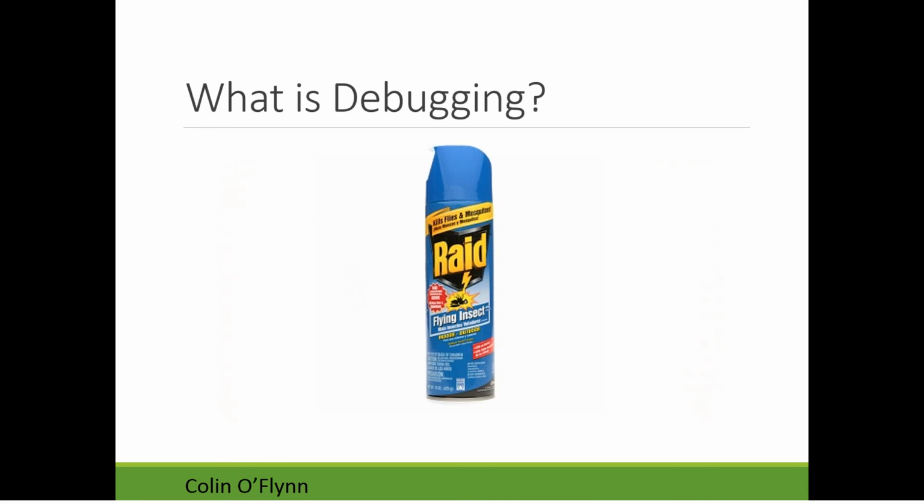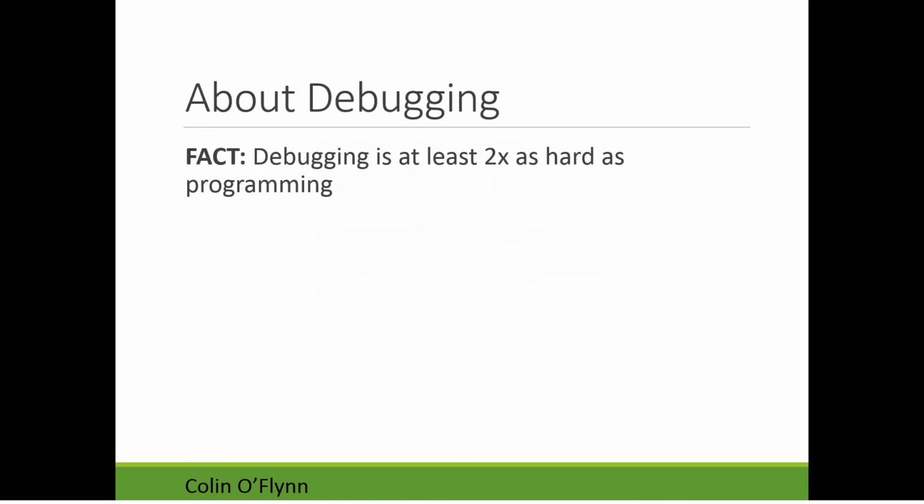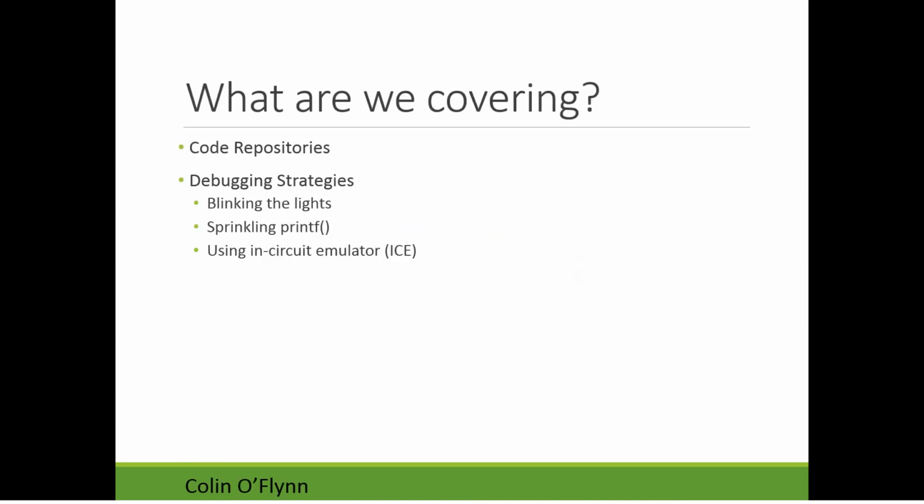And if you had bugs in your house, you could use RAID or something. We need better tools than this to get rid of our bugs. I'm going to talk about 2 of the main tools that you will have access to. There are some more advanced ones that we won't really use, but I'll very quickly mention them. Those are what I had listed way at the beginning: blinking lights, printf, which is the main one you'll use, and another option, which is what's known as an in-circuit emulator, or ICE, which will give you really in-depth debugging information about your device.